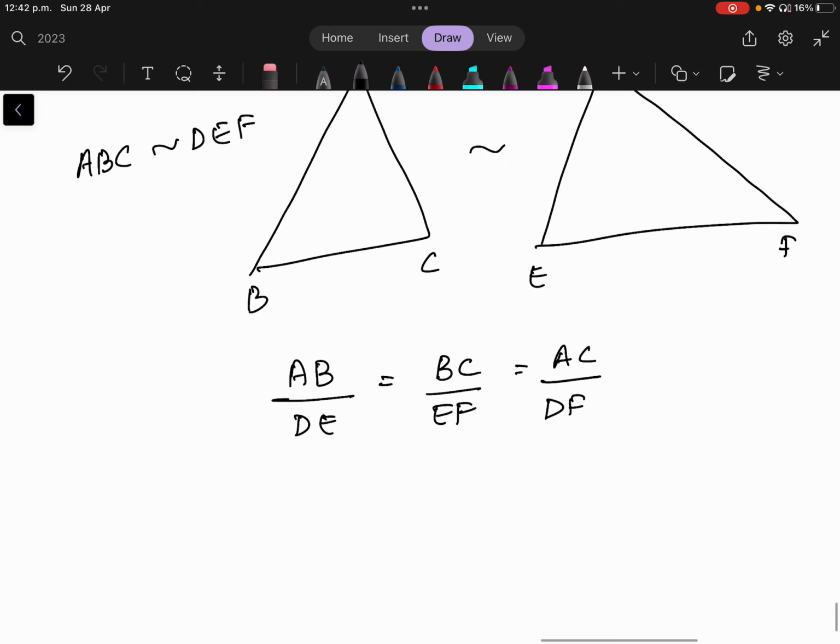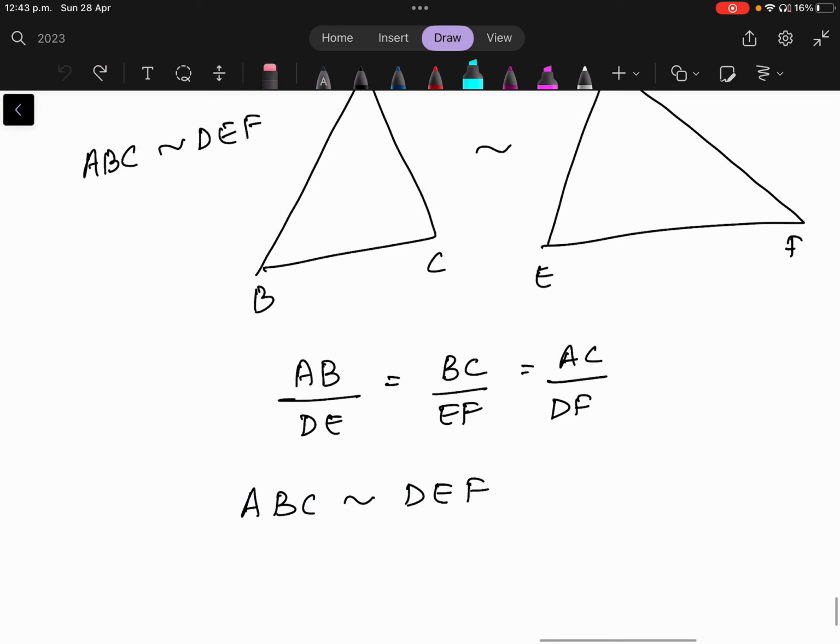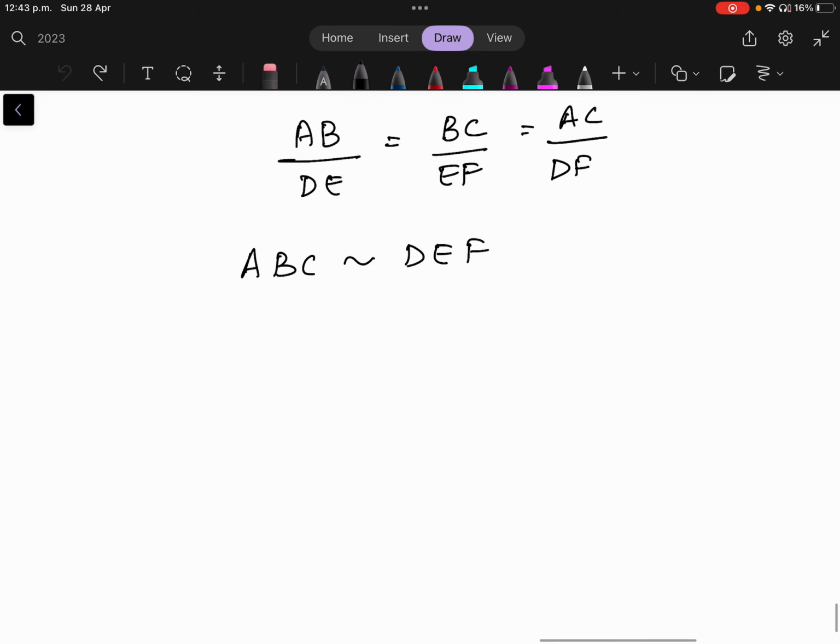Okay, so if you see this, it is very easy to write because ABC is similar to DEF. So what you do is AB by DE, and then BC by EF and AC by DF. Okay, so it is just the mapping between two triangles, just the letters mapping, and that will really help you to write the ratio, and then you will be able to work with the problems in that.